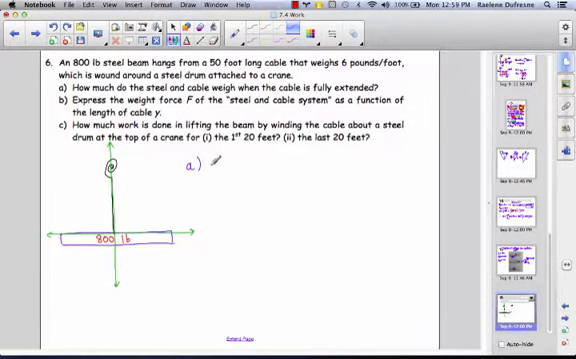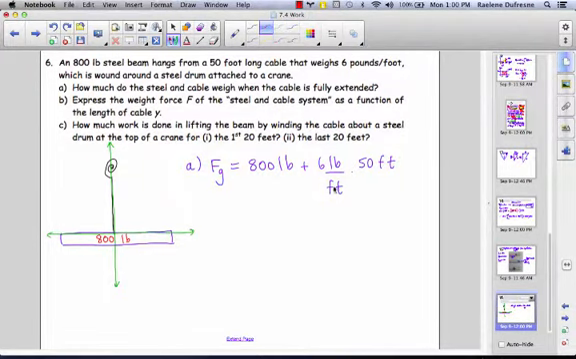So the total weight, which is going to be F_G, is going to be the constant 800 pounds of the beam plus 6 pounds for every foot of the cable, which when fully extended is 50 feet. And just by looking at the units, we can see that we're going to get 6 times 50, which is 300 pounds, plus 800 pounds is 1100 pounds.